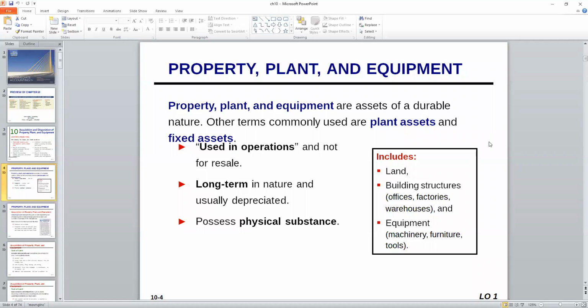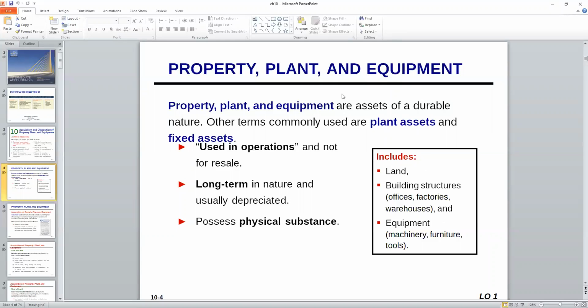So let's first talk about what property, plant, and equipment is. They're assets that are durable. That is, we can see them, touch them, sometimes move them around. They're sometimes called plant assets or fixed assets. They're used in operations and they're not available for resale. Long-term in nature means that we expect to get at least a year or more from them, often much longer. And they have physical substance. So some examples: land, building structures, equipment, etc.